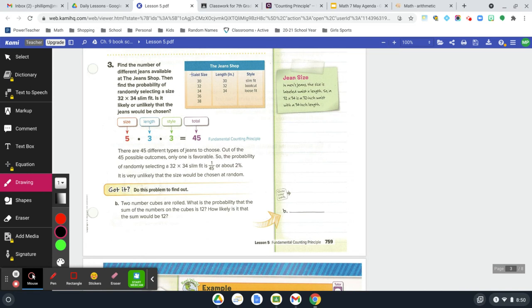Look at the amount of waist sizes that you can get. So you can get a 30, 32, 34, 36, 38 in those jeans. There are 5 different waist sizes here. So you can put 5 times, there are 3 different lengths available, 30, 32, 34, times 3. And then there are 3 different styles, the slim fit, boot cut, and loose fit, times 3. So you're multiplying the waist size, how many are available, 5.